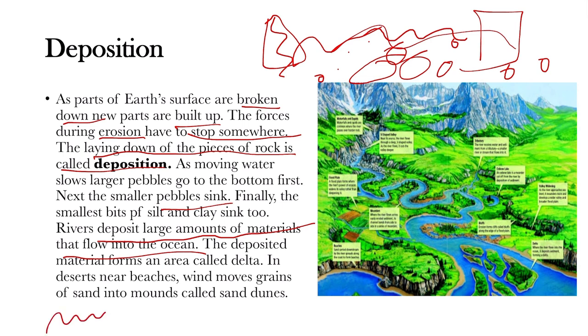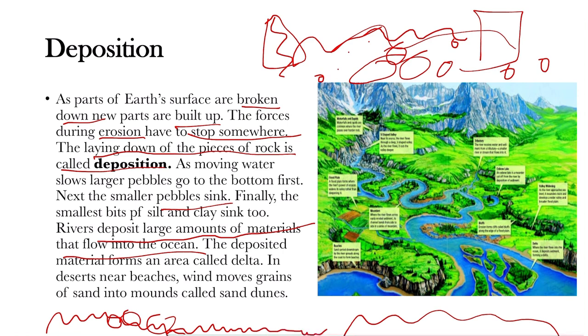For example, there's a river right here, and then there's a huge entire ocean on this side. So what happens is that the river carries huge pieces of rock, and then once the rock gets moved, it gets carried into the ocean. The deposited material forms an area called a delta. As you see over here, this is a delta.